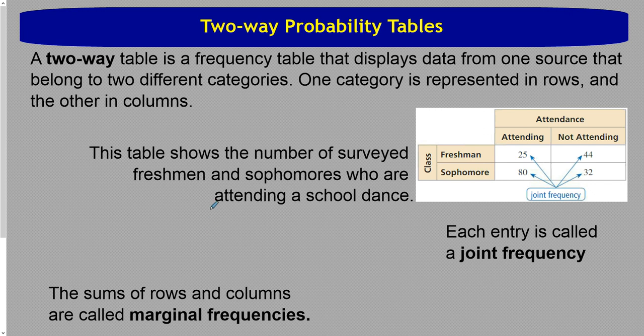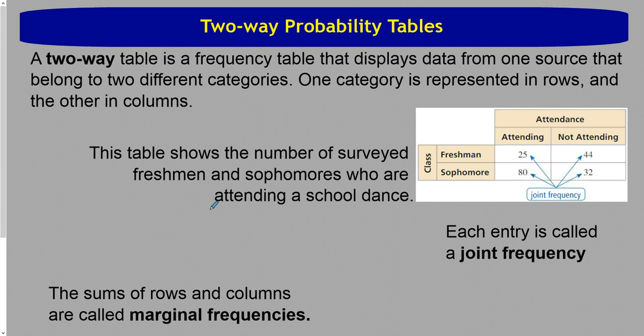All right, hello everybody. Today we're going to keep talking about some probability, and we're going to look at what are called two-way probability tables. There's going to be a lot of vocab today, so you're definitely going to want to have some notes handy as we go. A two-way table is a frequency table that displays data from one source that belongs to two different categories. One category being represented in rows and the other in columns.